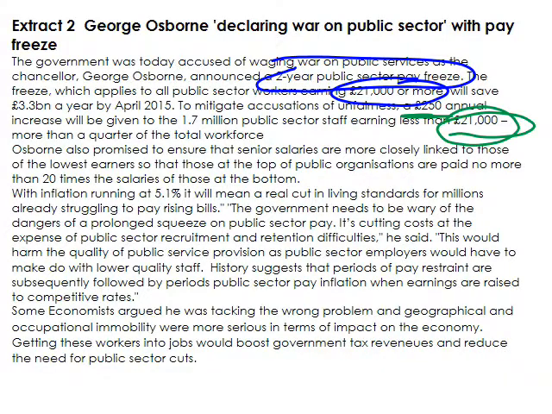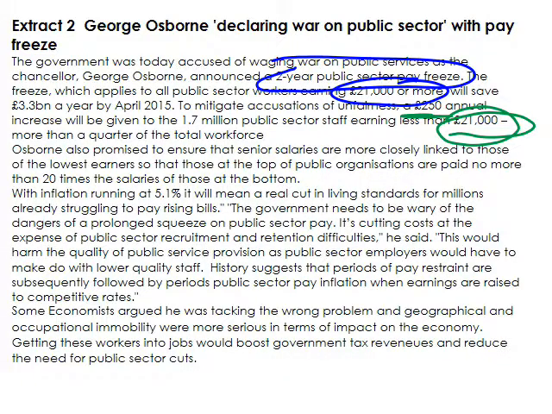So it's not a full public sector wage freeze. Those on the lowest incomes will actually see a small increase. Osborne also promised to ensure that senior salaries are more closely linked to those of the lowest earners, so those at the top of the public organisations are paid no more than 20 times the salaries of those at the bottom. So that will reduce that high pay gap between those at the top and the bottom.